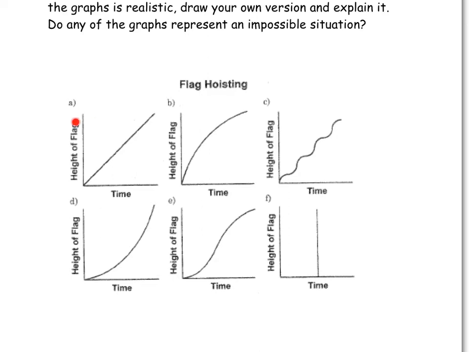Alright, let's look at the first graph. Here, as the time increases, the height of the flag increases. That could definitely be a possible situation. In B, as the time increases, at first the height of the flag goes up really quickly. Maybe at the top it's a little bit harder, so the height of the flag would slow down. Again, this is a possible situation.